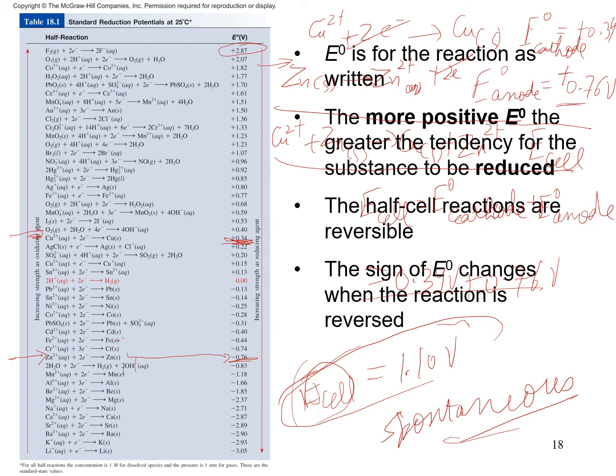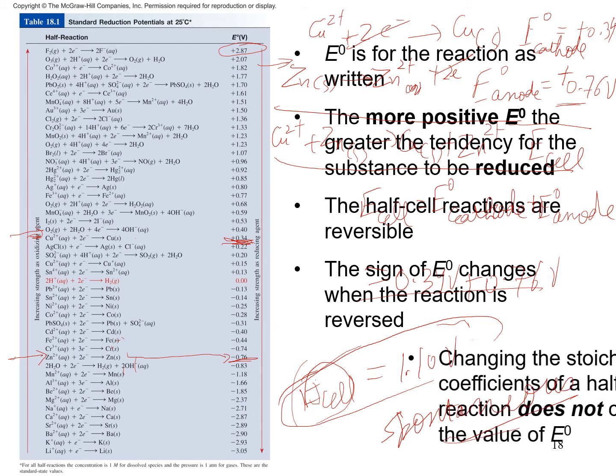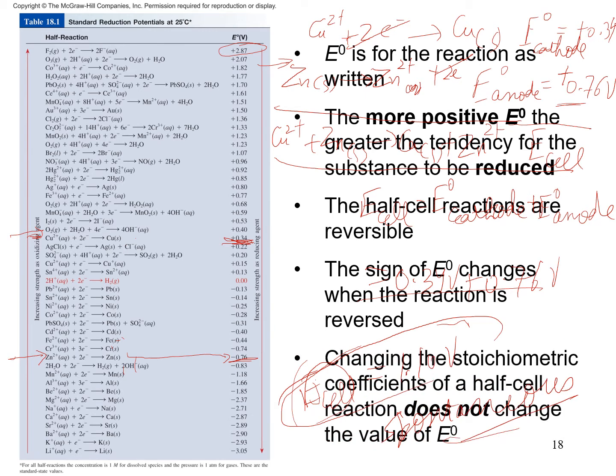The sign of E naught changes when the reaction is reversed. Changing the stoichiometry of a half reaction does not change the value of E naught. What that means is, in certain examples we did before, to balance the total number of electrons, we multiplied the reaction by a number.